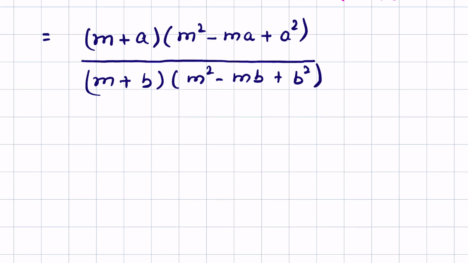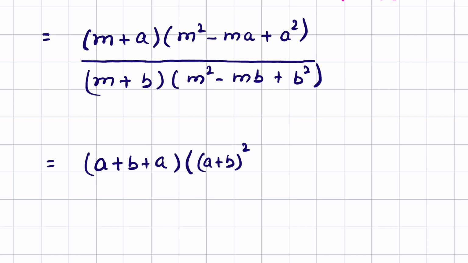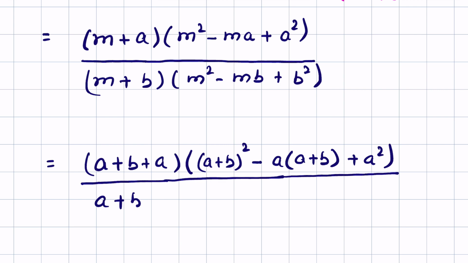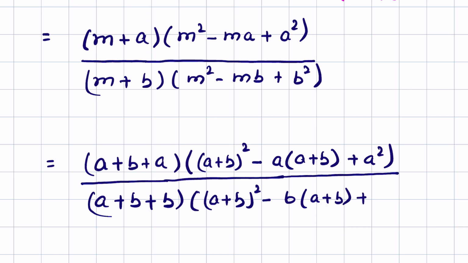Now let's substitute the value of M here. So M is A plus B. So A plus B plus A times M square, which is (A plus B) whole square, minus A times M, which is A times (A plus B), plus A square, upon A plus B plus B. Same here, (A plus B) whole square minus B times (A plus B) plus B square.